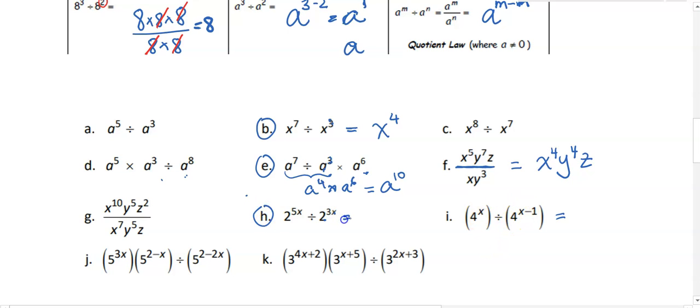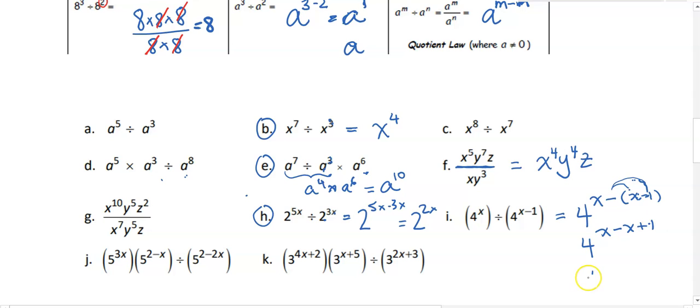Let's look at h. You would get 2 and then 5x minus 3x. Oh, I can collect like terms. 2 to the power of 2x. Being careful with division, because division is subtraction, I would get 4 to the power of x, subtract, and when you're subtracting a binomial, you're subtracting two terms, we have to make sure we subtract both of them, right? So we're going to get 4 to the power of x minus positive x, which is minus x, and minus negative 1. Well, subtracting a negative becomes a positive. So I'm going to get 4 to the power of x minus x is 0, 4 to the power of 1, which is just 4.